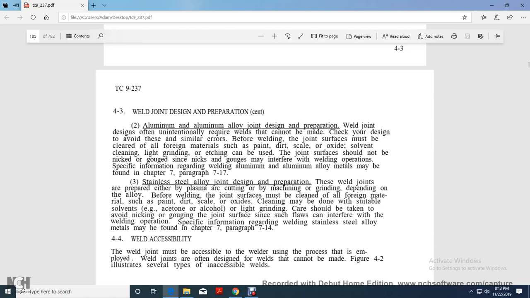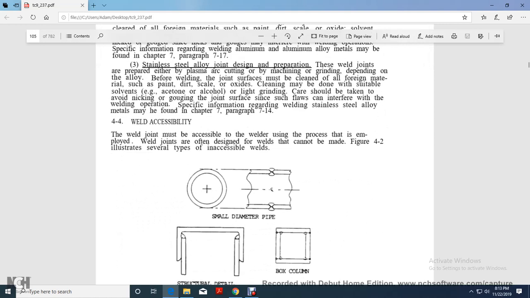Stainless steel alloy joint design and preparation. These welded joints are prepared with plasma arc cutting, machining, or grinding, depending on the alloy. Before welding, joint surfaces must be cleaned of all foreign material, such as paint, dirt, scale, and oxide. Cleaning may be done with a suitable solvent or light grinding. Care should be taken to avoid nicking or gouging the joint surfaces, since such flaws can interfere with the welding operation. Specific information regarding welding stainless steel alloys may be found in Chapter 7, Paragraph 7-14.